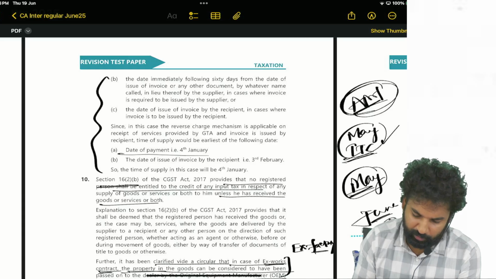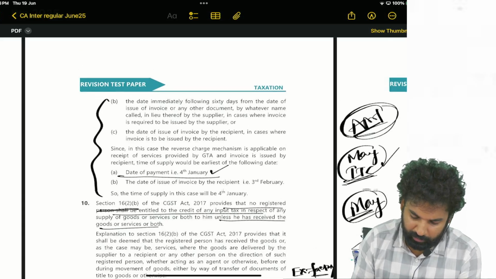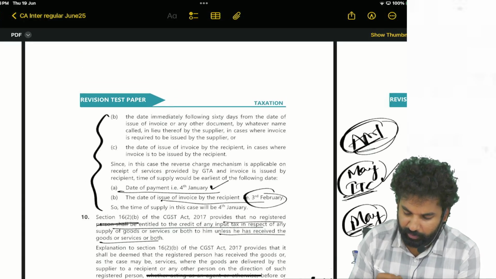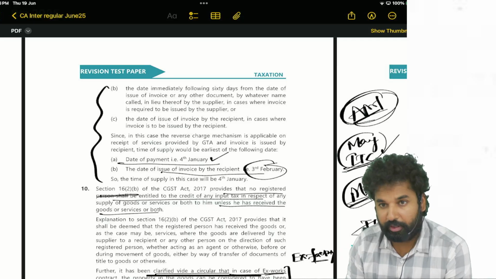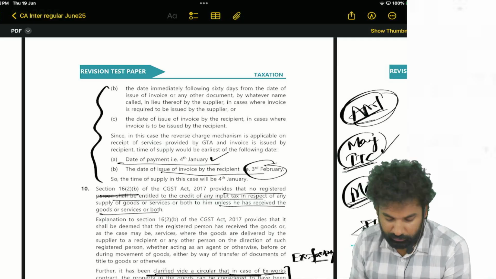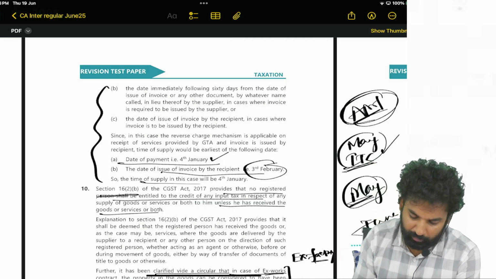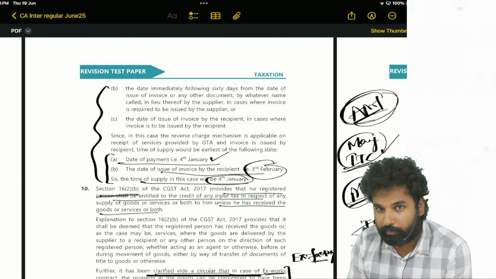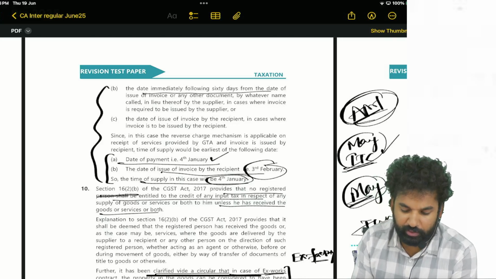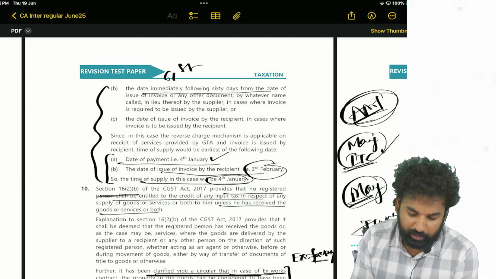See here, date of payment 4th January. Date of issue of invoice is 3rd February. 3rd February is how? Within 30 days from the date of provision of service. So time of supply will be 4th January. Just 2. So this is not applicable here. Date immediately following 60 days, 61st day, or date of issue of invoice, whichever is earlier, is not applicable.